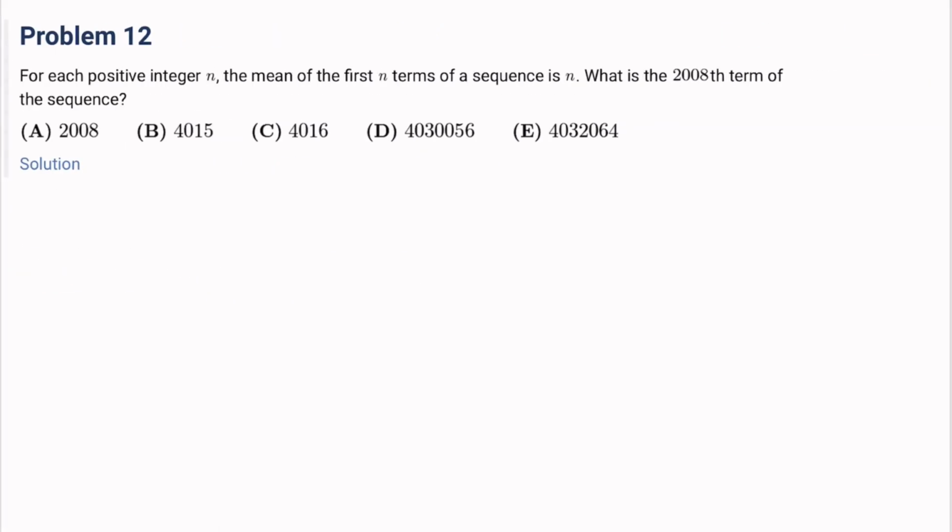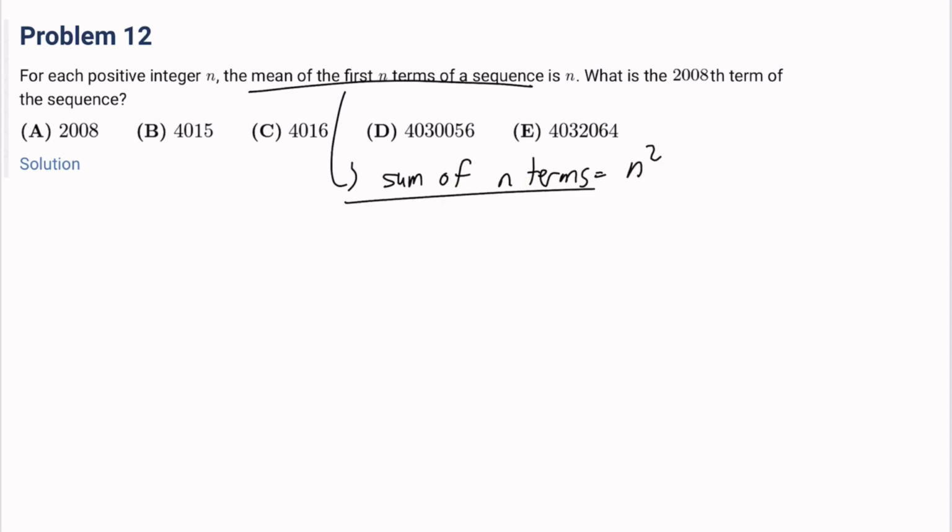Number 12. For each positive integer n, the mean of the first n terms of a sequence is n. What is the 2008th term of the sequence? Okay, so since the mean of the first n terms is n, this basically means that the sum of the first n terms equals n squared, right? And if the sum is n squared, that means the sequence is odd numbers, and so this is going to look like 2n minus 1, right?